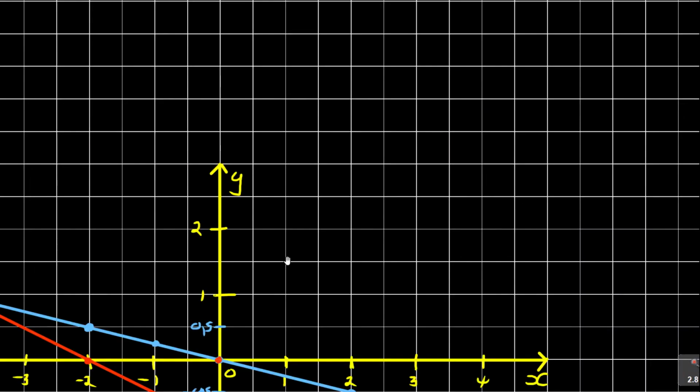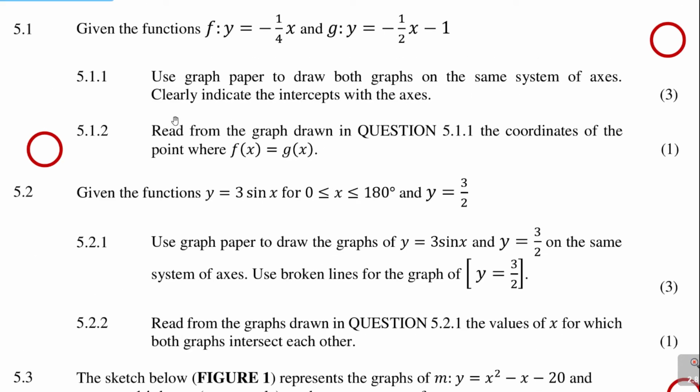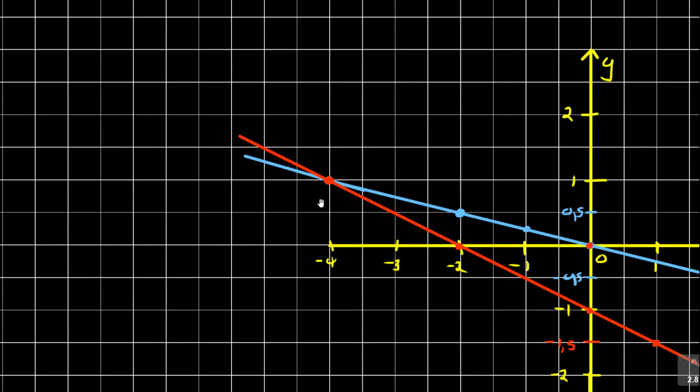And then the next thing is on this graph, they are saying, read from the graph drawn in question 5.1.1, which means from here, the coordinates of the point where f of x is equal to g of x. This is the point of intersection. When the graphs are equal, we call it the point of intersection, where the graphs cross each other. And I think you saw where the graphs crossed each other. There it is. So the graph crossed at what?